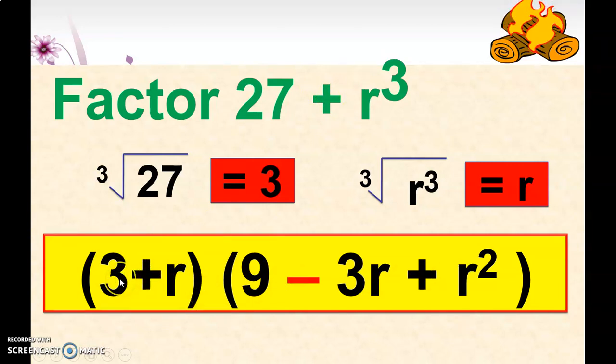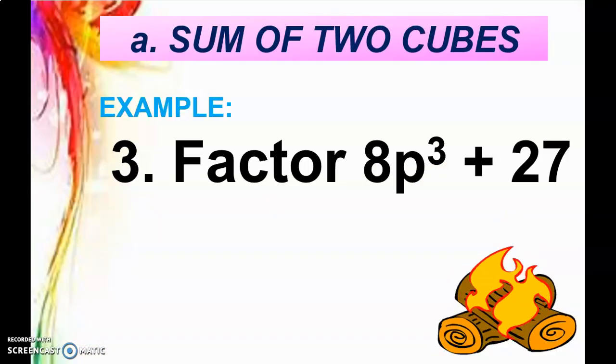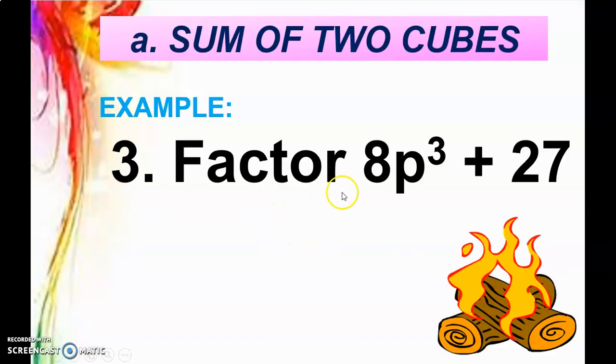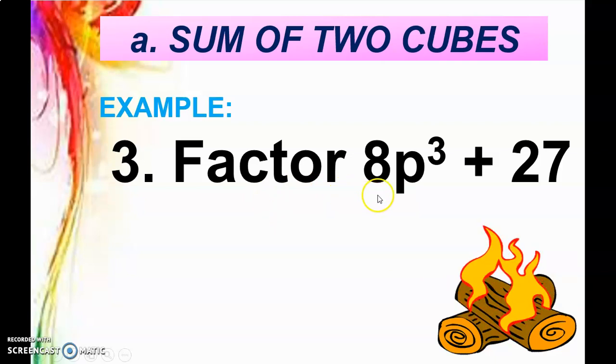Okay. At gamit si 3 plus r, we're going to expand it as trinomial. So, una, square natin ang first term. So, 3 times 3 ay 9. Product ng dalawa, 3 times r ay 3r. Since positive ang cube, ang middle term po ay negative. Then, last term, r times r is r squared. Okay, naintindihan.